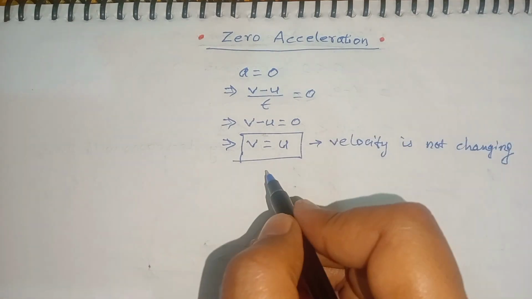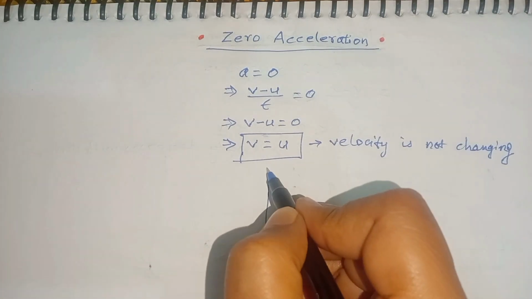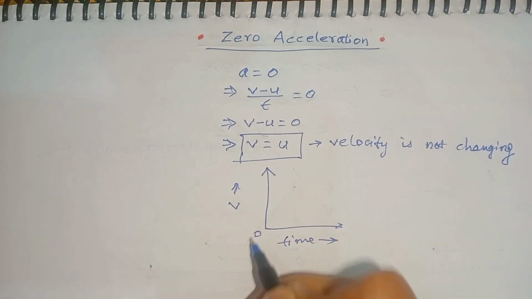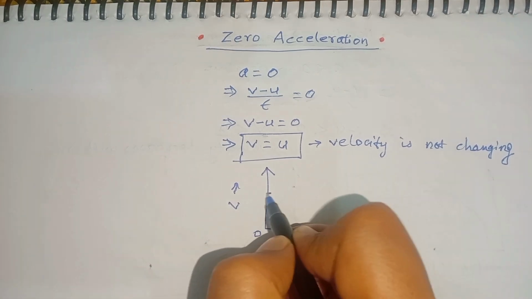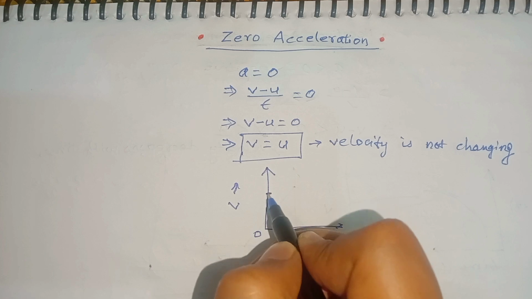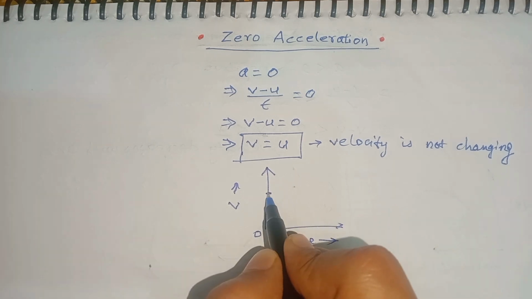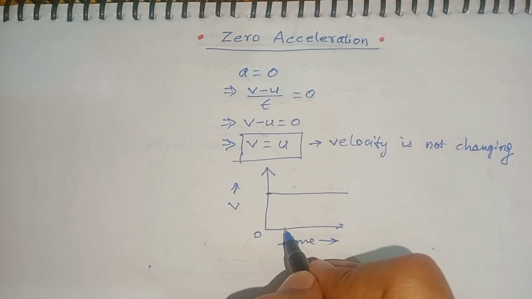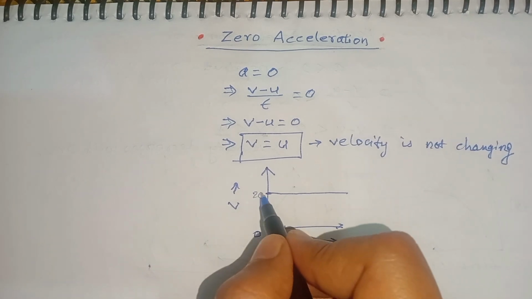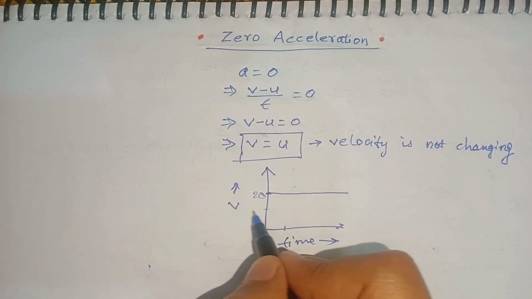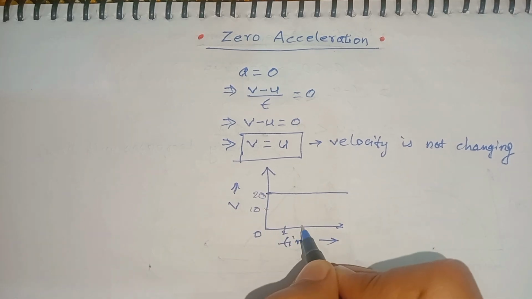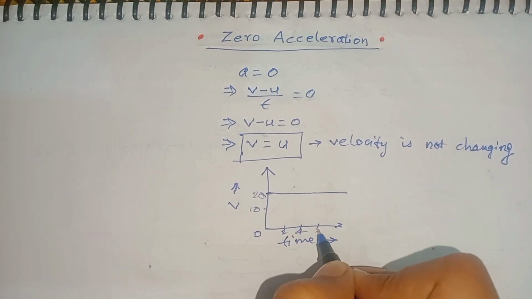Okay. So if we plot the velocity-time graph, this is velocity, this is time, this is the origin. Let the initial velocity be here somewhere, and then it will remain here only. Suppose it is 20 meters per second, here it is 10, here it is 20. Let it be 2 seconds, 4 seconds, 6 seconds.